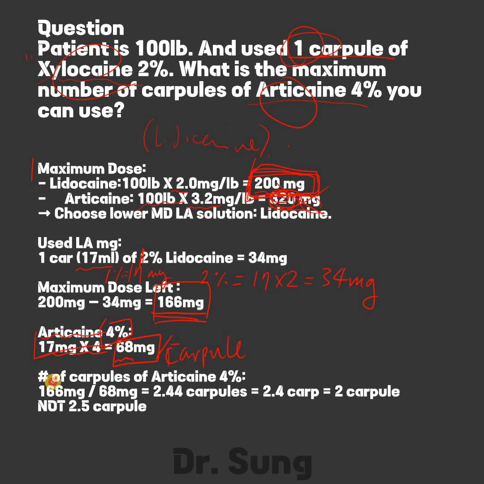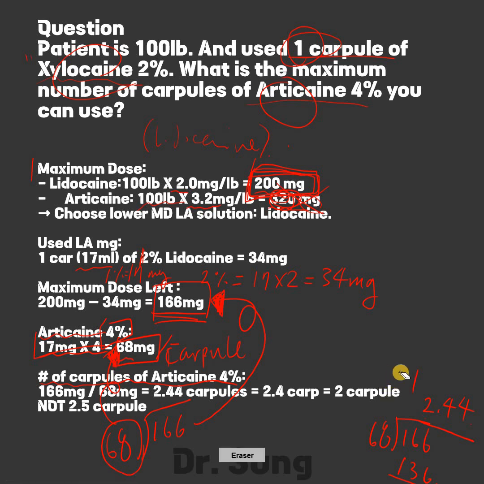Is it crystal clear? So we need to calculate the number of carpules of the Articaine 4% that we can give the patient: 166 divided by 68. Because this 166 came from here, the maximum dose left that we can give the patient more, and the 68 is from the Articaine in one carpule. So let's calculate together, even though it has all the answers there. We can give 2, and it becomes 3, and it becomes 4, like that. Okay, so we can give 2.44 carpule.